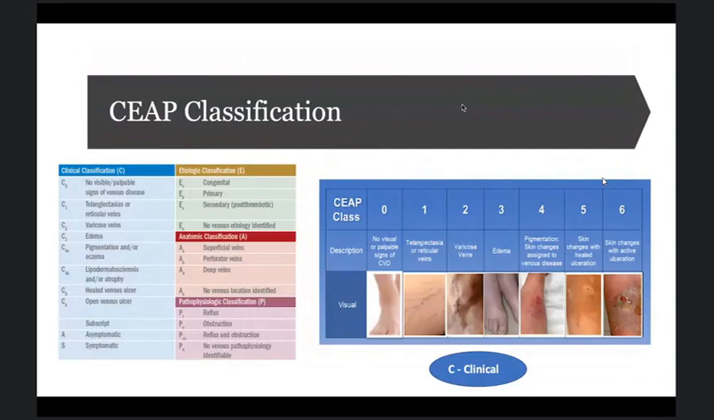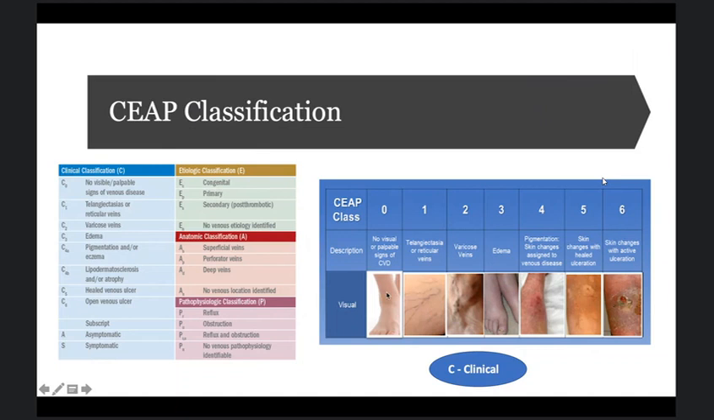You may hear about the CEAP classification of venous disorders in general in the lower limbs. We have clinical, anatomical, and pathophysiological classification. This classification is commonly used for venous disorders of the lower limbs. Mainly in practice, we focus on the clinical classification, what's called the C type of classification. We start grading from C0 up to C6.